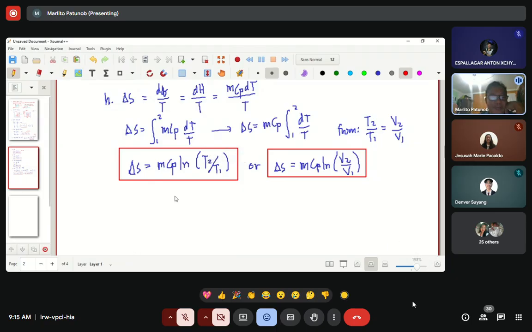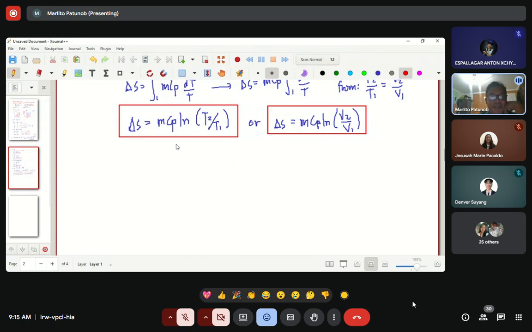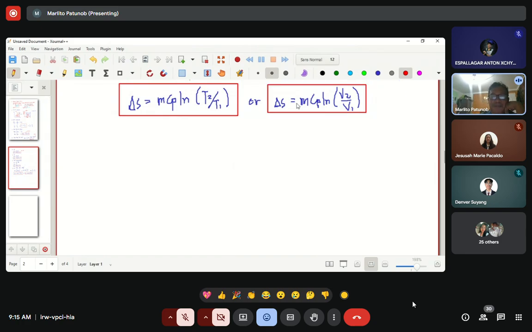Anyway, so that's the process. We will do the example next meeting. Now I will introduce one last topic. This is the isothermal process. Actually there are 5 processes, and we have the isothermal process.